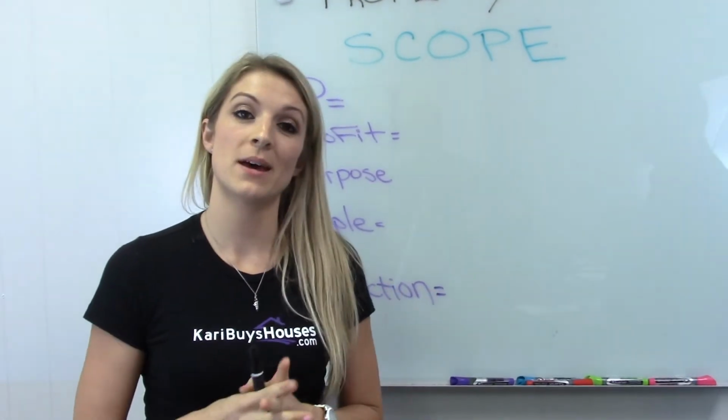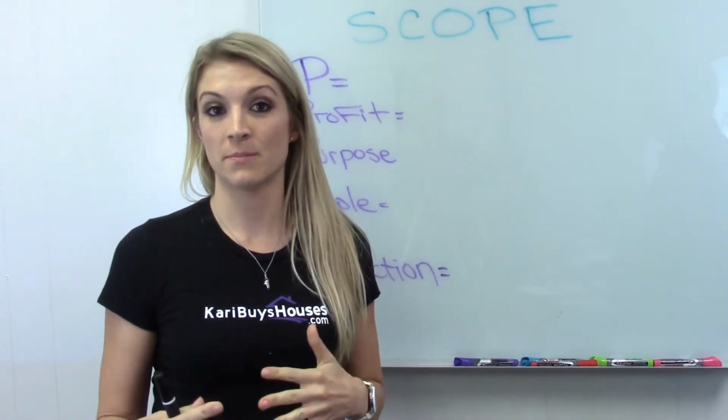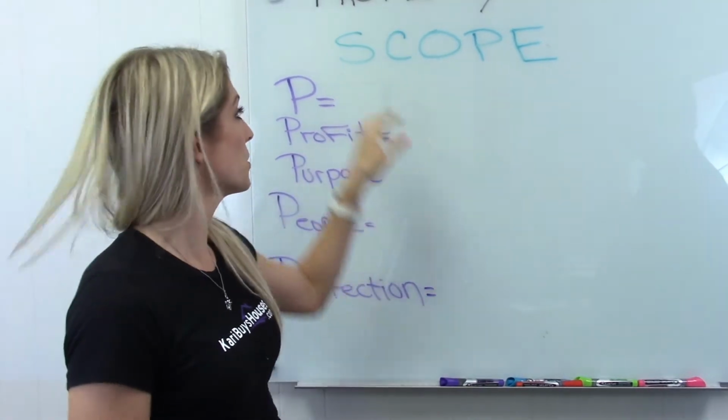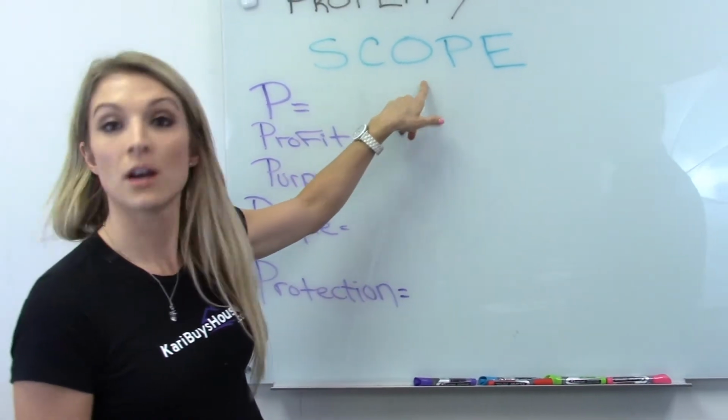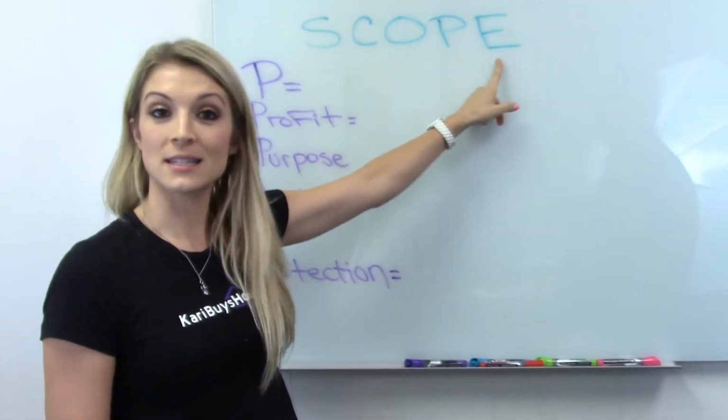Today we're going to be talking about the fifth part of our series on how to get started in investing without a lot of money out of your pocket. So we talked about SCOPE the other day. SCOPE stands for Seller Financing, Cash, Options. P we're going to be talking about today, and E is existing financing.